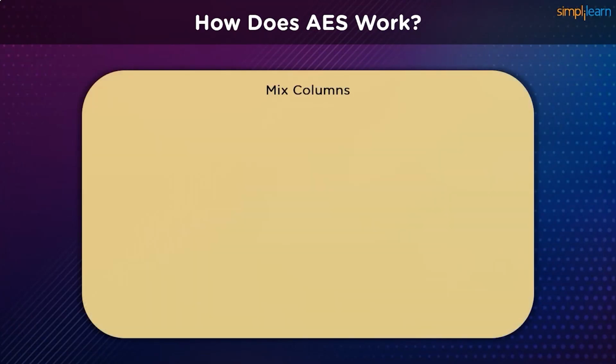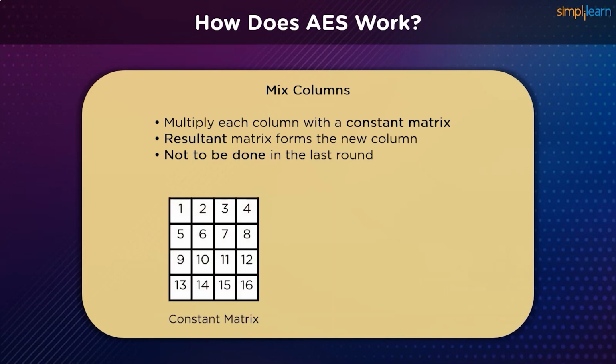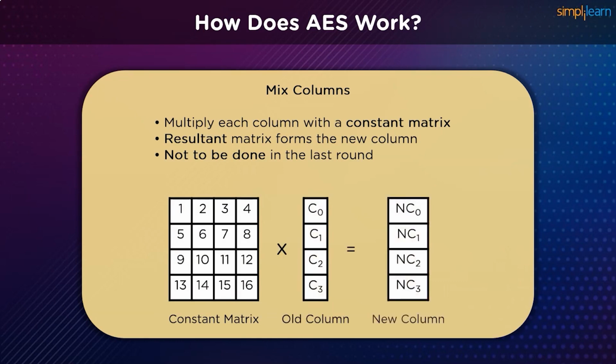In mix columns, each column of 4 bytes is now replaced using a special mathematical function. The function takes 4 bytes of a column as input and outputs 4 completely new bytes. We will get a new matrix with the same size of 16 bytes, and it should be noted that this phase is not done in the last round of the iteration.